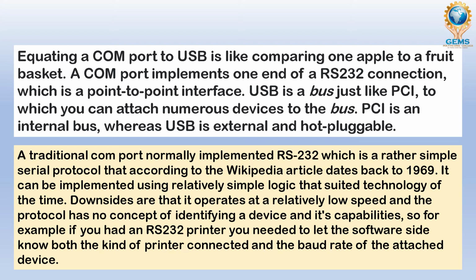USB is a bus just like PCI, to which you can attach numerous devices, multiple devices to the bus. PCI is an internal bus, whereas USB is external and hot pluggable. PCI being an internal bus means an inbuilt motherboard slot or bus that communicates between the internal components of the motherboard. Whereas USB is external; we normally use USB to connect external peripheral devices, so it is called an external port.